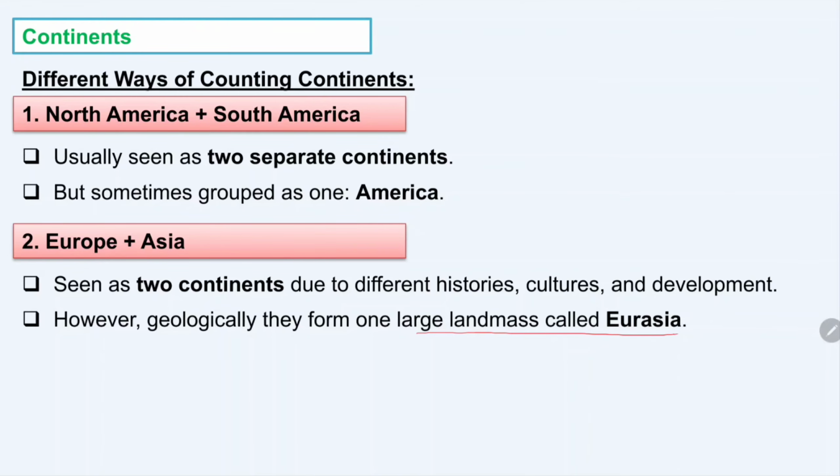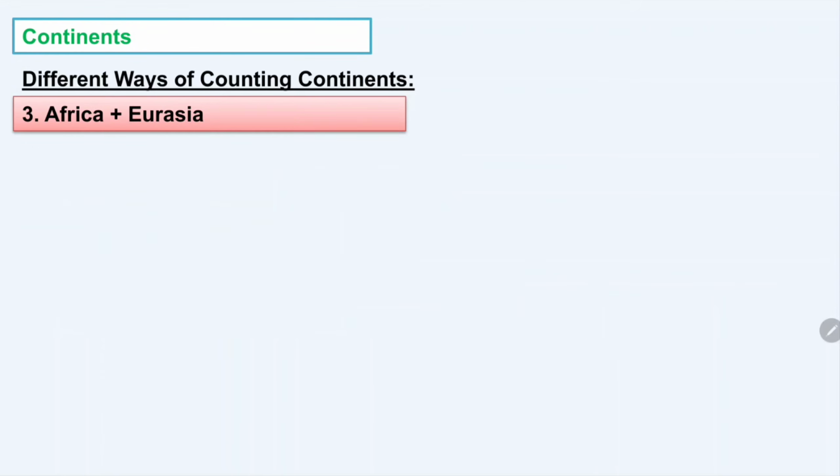If you see geologically, geographically, these are one land mass, there are no boundaries between these two, only human-made boundaries. So Europe plus Asia, together we can call Eurasia, okay. So together there are 4 continents here until now, but we have made only 2, America and Eurasia. So in this way it is not fixed, okay.